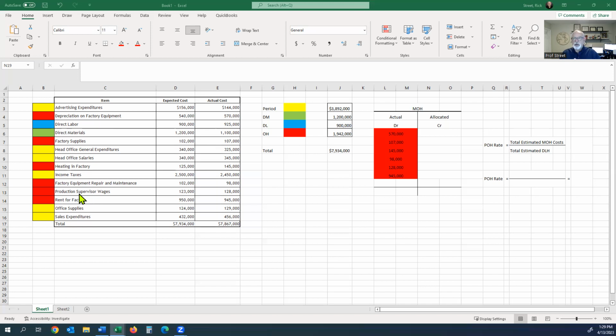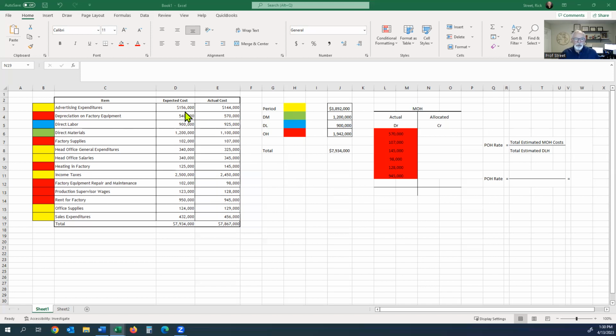Once you determine it's a manufacturing cost, you determine if it's direct materials, direct labor, or overhead. Remember, overhead is anything indirect, or anything that's not direct materials or direct labor. I've done a lot of the work, and the idea here is not for you to do the work, but to just watch me do this demonstration. I color coded it so you could see how this is going to flow and work.